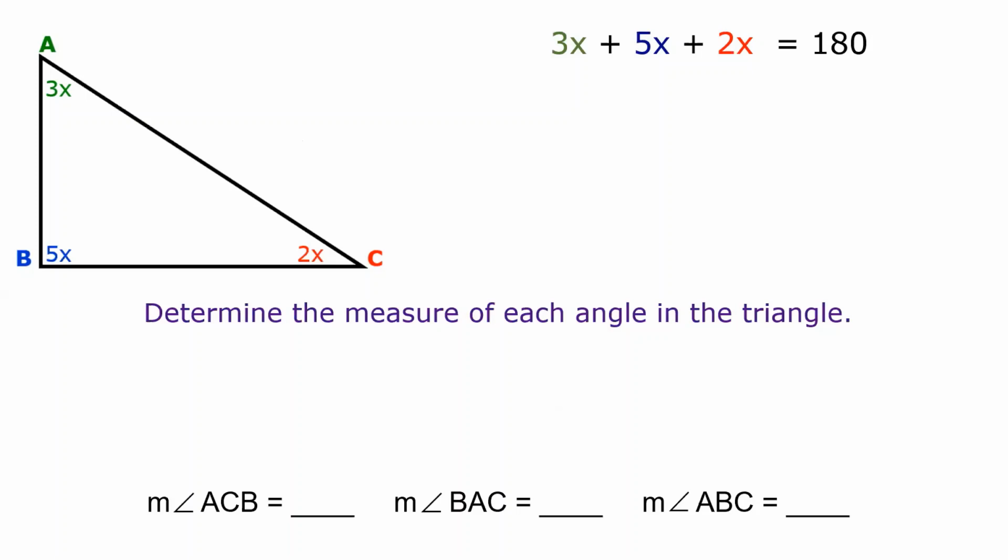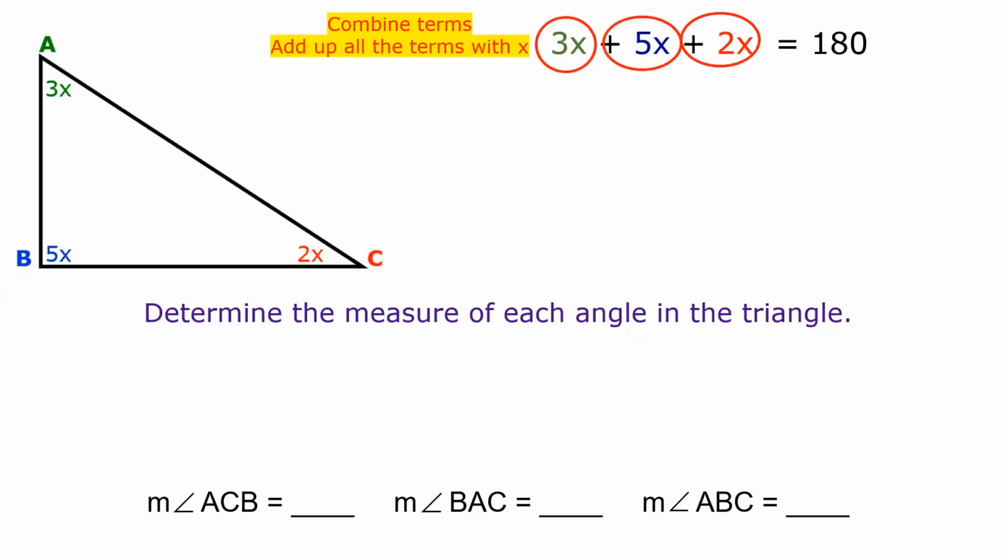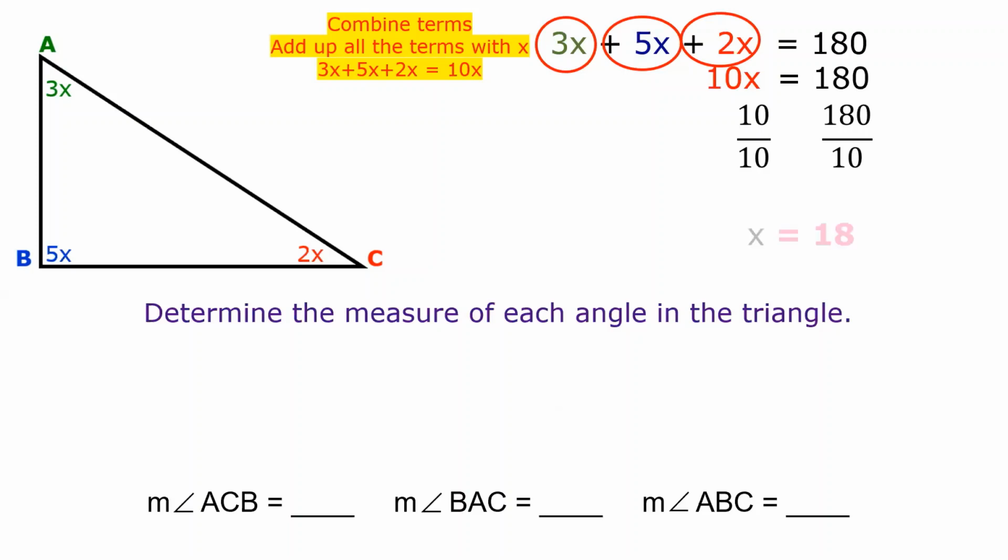Once you do that, the first step is to combine like terms. What are like terms? In this case, you only have coefficient and variable, so you can put them all together because they're all the same term. If you add them up, 3x plus 5x plus 2x will equal 10x. Then you equal them to 180. You just solve as a one-step equation: divide both sides by 10, and 180 divided by 10 will give you 18.